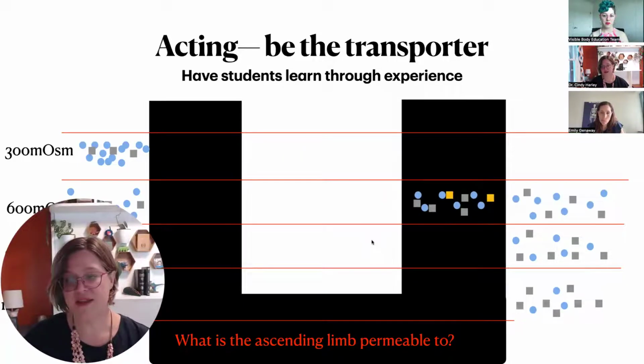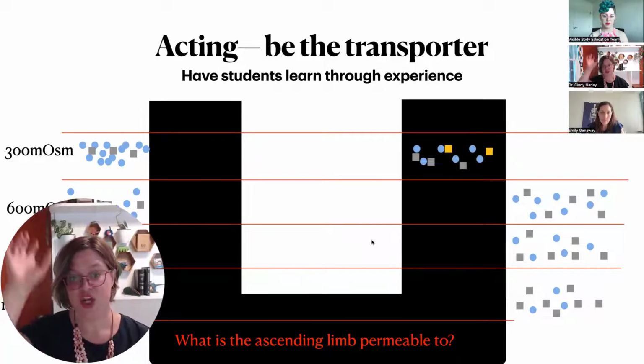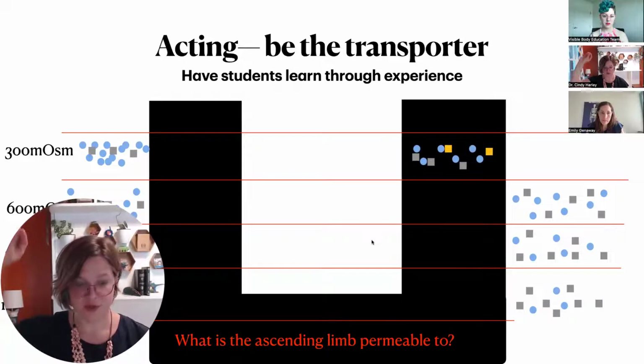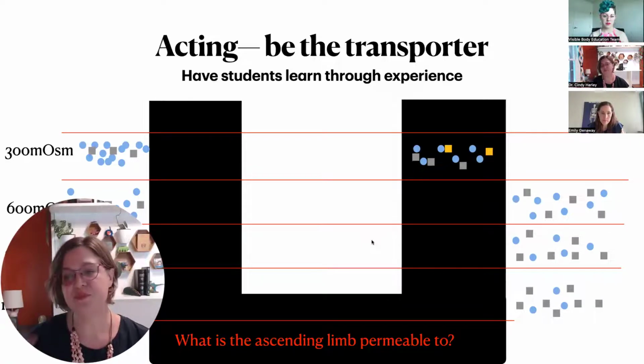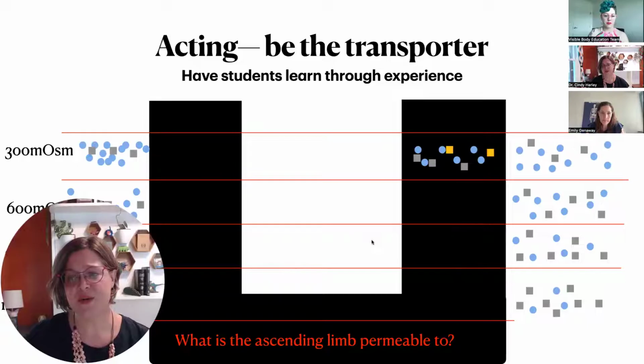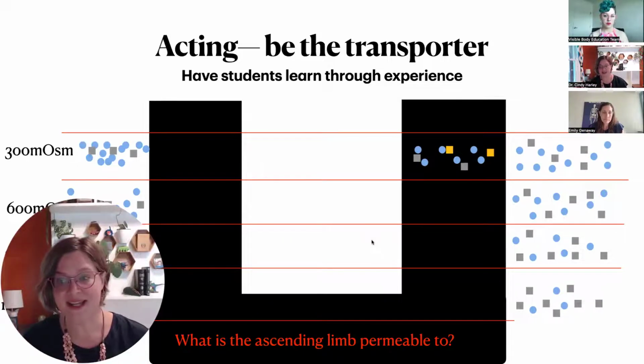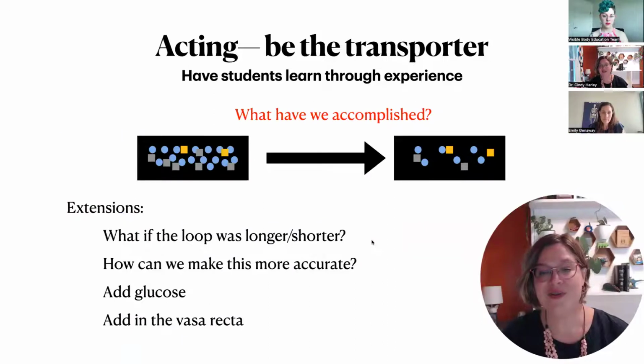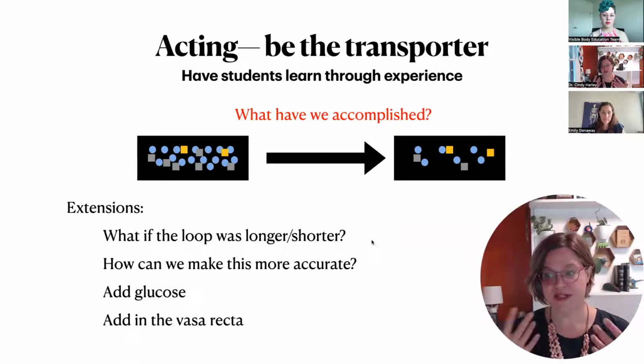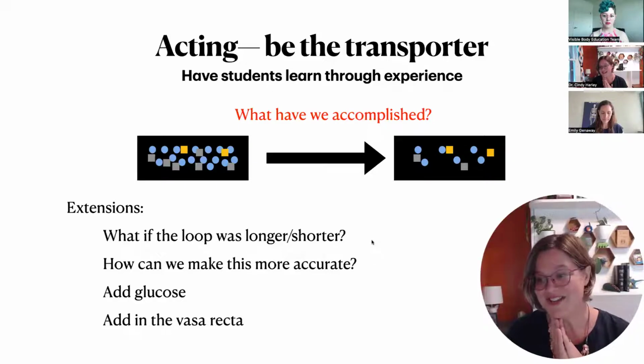So what this activity helps with is it helps the students internalize that you're permeable to water in one part, you're permeable to sodium in another. It helps them to think about that concentration gradient and why it matters. And what I love to do at the very end is say, what have we accomplished? Because I remember when I was a student, I was like, okay, you removed water and you removed salt. So what's the point? Well, the point is that now we've concentrated the waste.